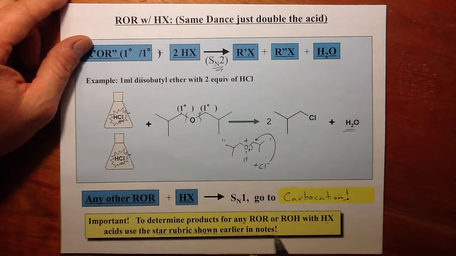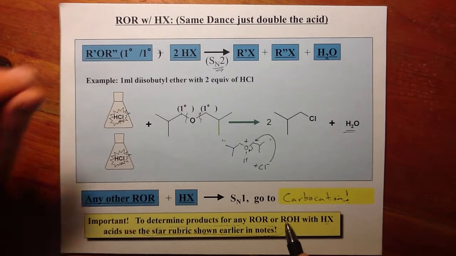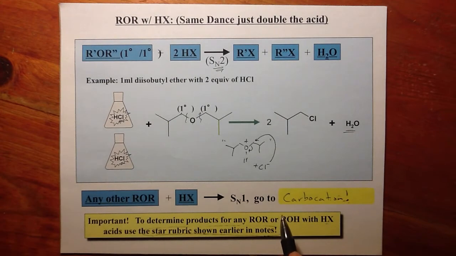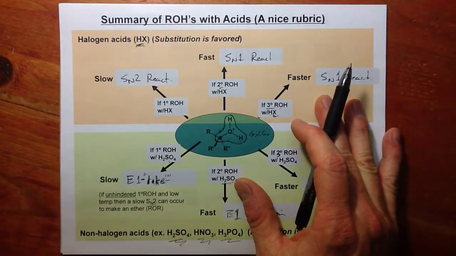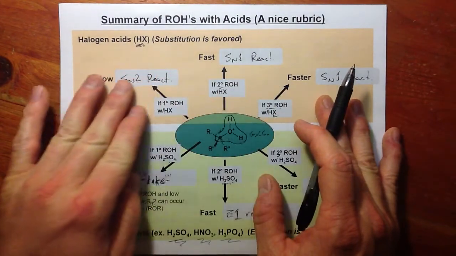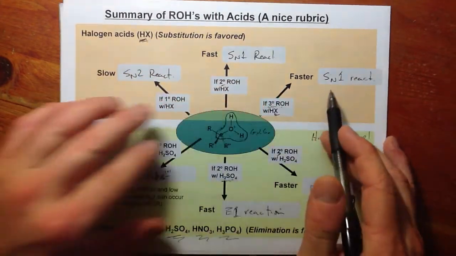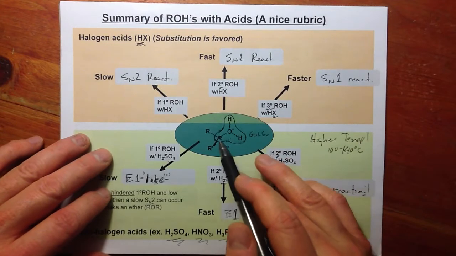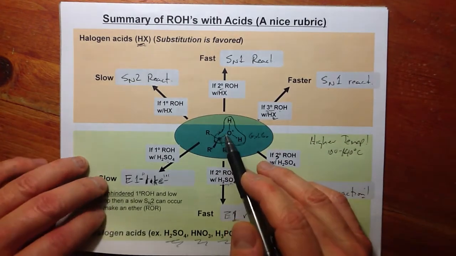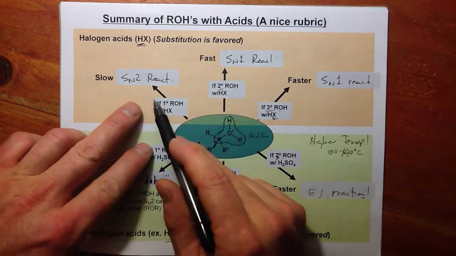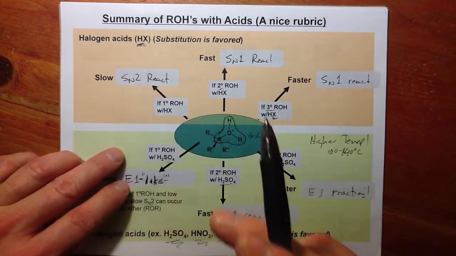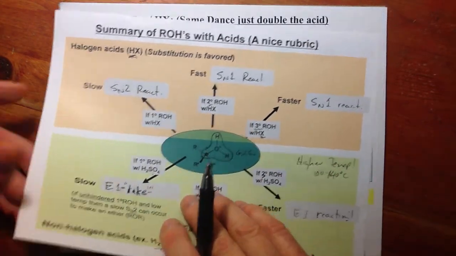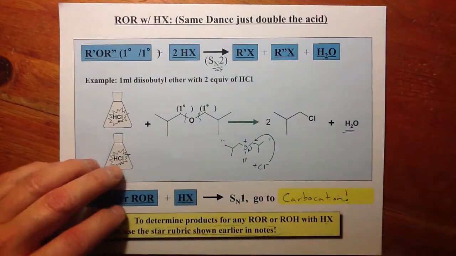Alright, so important: determine the products for any ROR, ROH with HX. We have to use the rubric we saw earlier in the notes, wherein we had that protonated intermediate, whether it be the alcohol, like we have here, or the ether. We can still use these notes: we have faster SN1 reactions with a tertiary carbon here than we have of SN2 reactions if this is primary. SN1 reactions are faster than the SN2 reactions for these alcohols, and it's the same with ethers.